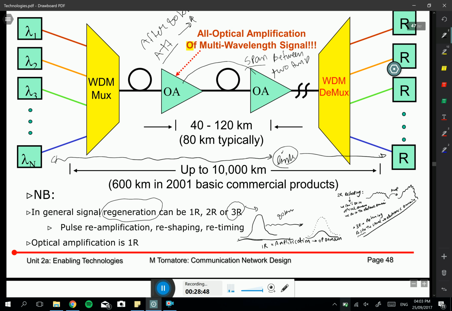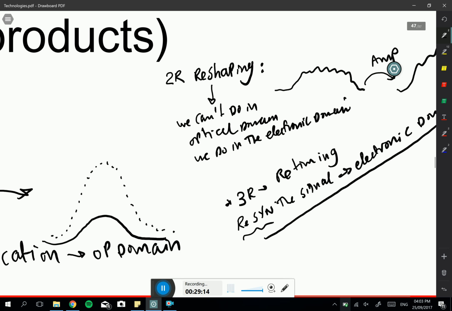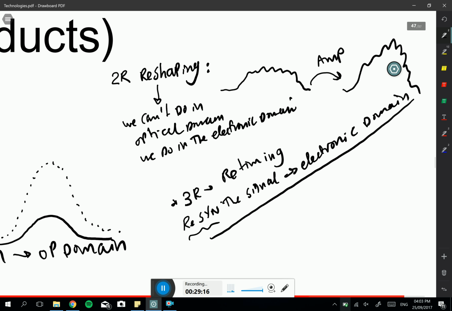So every time you arrive at an amplifier, you re-amplify the signal, as I was showing here. I already somehow suggested that there are other problems that cannot be solved, like shaping, reshaping and retiming. There's another reason according to which, unfortunately, we cannot really just have cascaded amplifiers, one after the other.